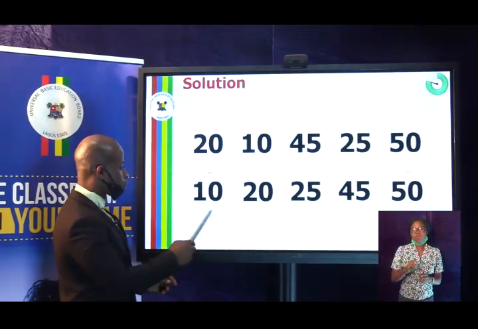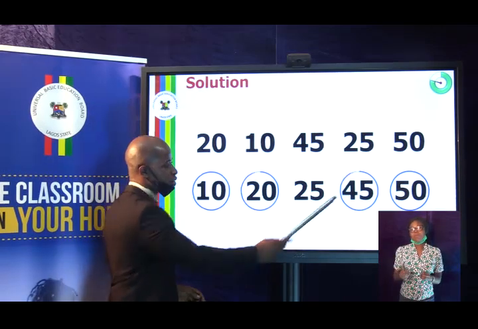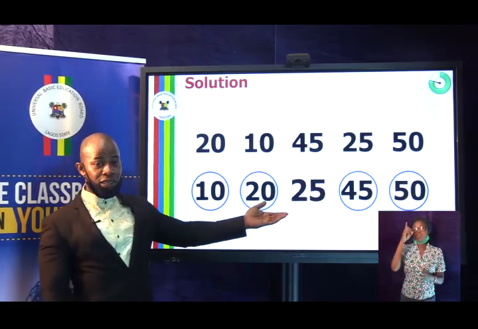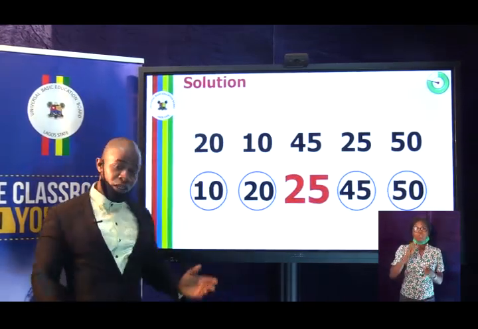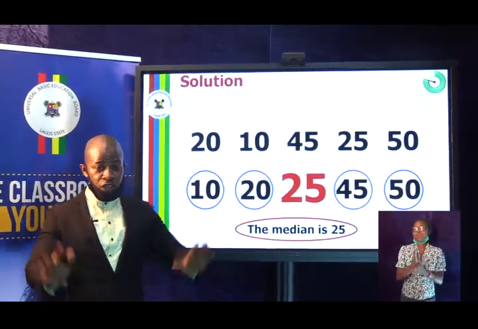So then I circle off numbers from each end. One here, one there, one here, one there. Obviously, the median stands out. It's just one number, and that median is 25. I believe you got 25, so I want you to give yourself a raise the roof cheer.